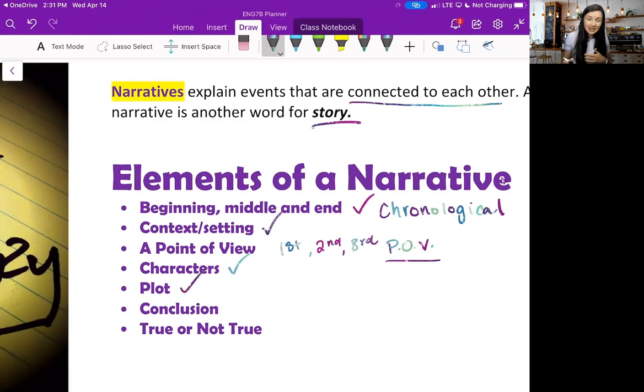Okay, again, you need to have plot. Again, we'll get into that in just a little bit, and a conclusion that ties into a beginning, middle, and end. You need to have a resolution, a wrap up of your narrative. Now, narratives can be true or not true. So, depending on your assignment or why you're writing your narrative, you can decide, or your writing assignment will decide for you whether or not it should be true or not true.